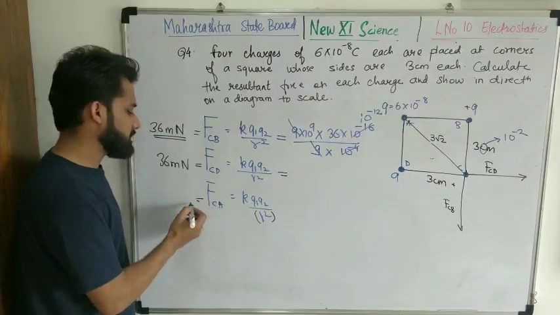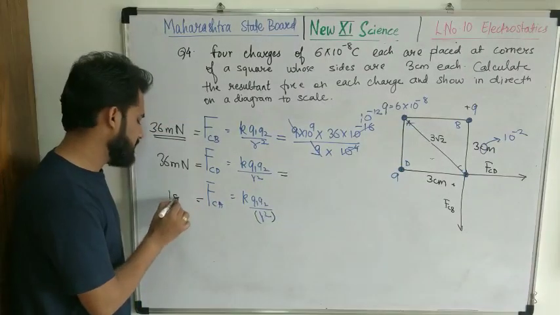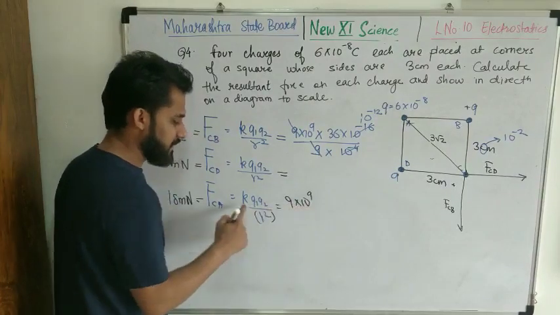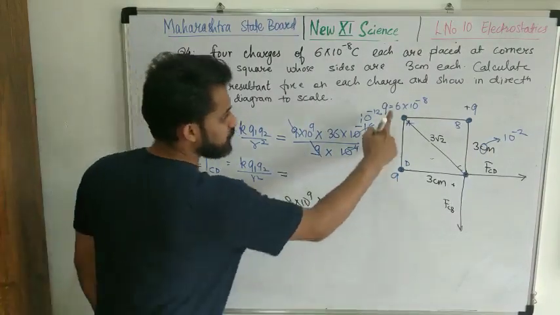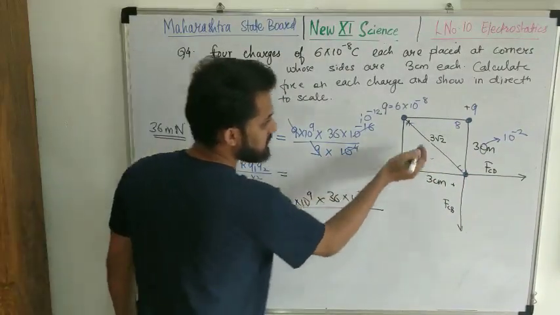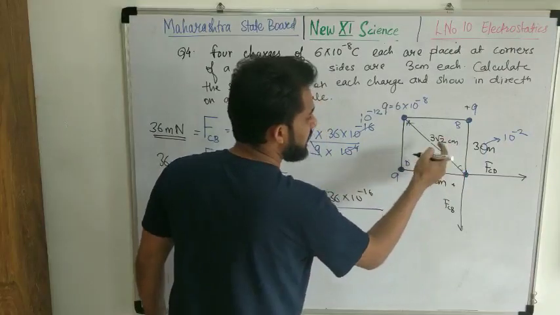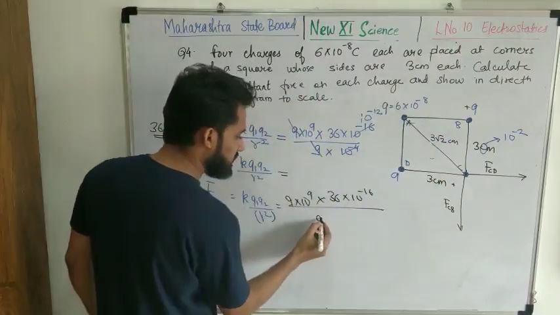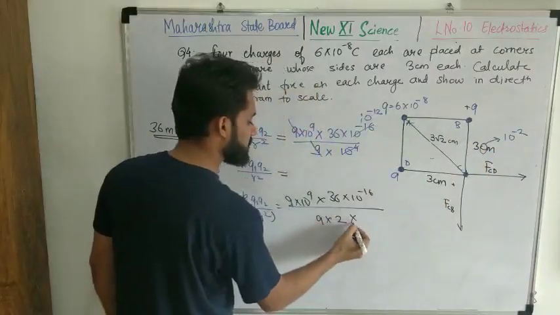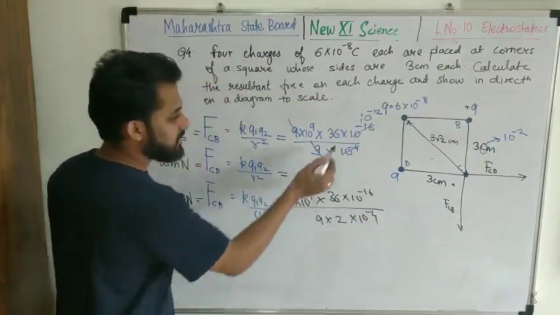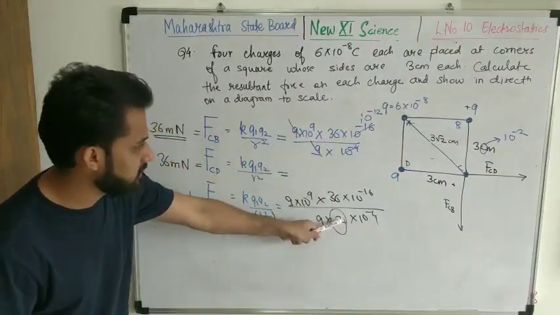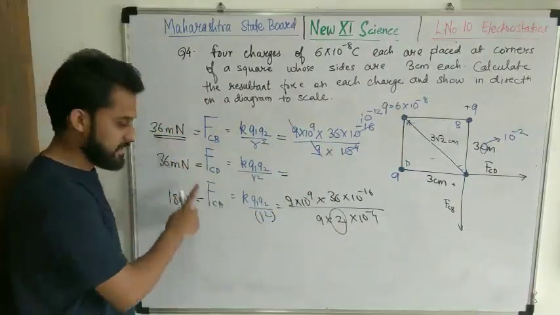So what answer do we expect? Not 36, it is 18 millinewton. If you want, I can solve it over here. 9 into 10 raised to 9 is the value of K. Charge 1, charge 2 is 6 into 6, 36 times 10 to the power minus 16, upon distance. This distance is 3 root 2 centimeters. And the square of it is 3 square is 9 and root 2 square is 2. Centi is 10 raised to minus 2. The square is 10 raised to minus 4. Everything is the same except this 2. You can compare both these things. Except this 2, everything is the same. So 36, the answer is 18.